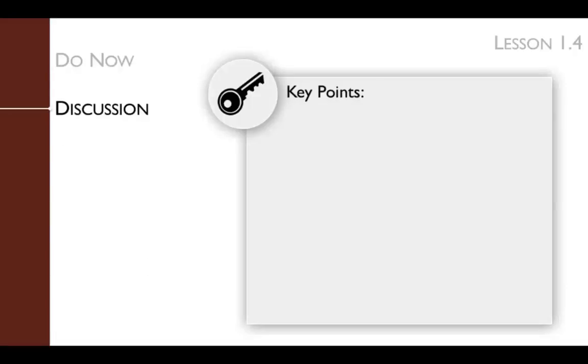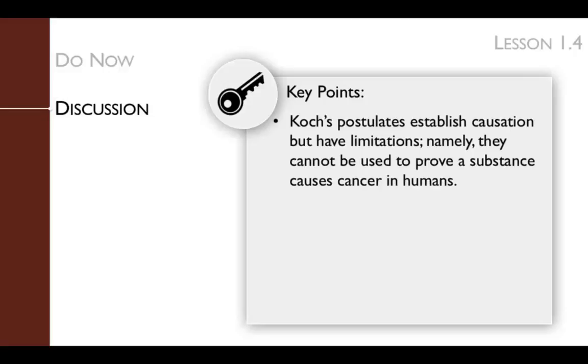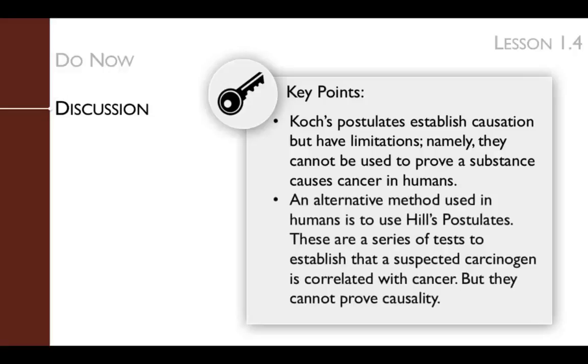The key points of the discussion include the following. Koch's postulates establish causation but have limitations. Namely, they cannot be used to prove a substance causes cancer in humans. An alternative method used in humans is to use Hill's postulates. These are a series of tests to establish that a suspected carcinogen is correlated with cancer, but they cannot prove causality.